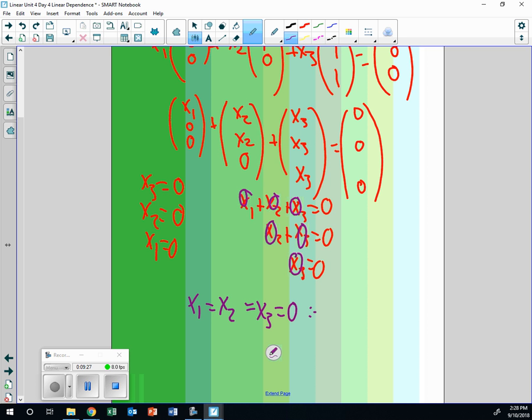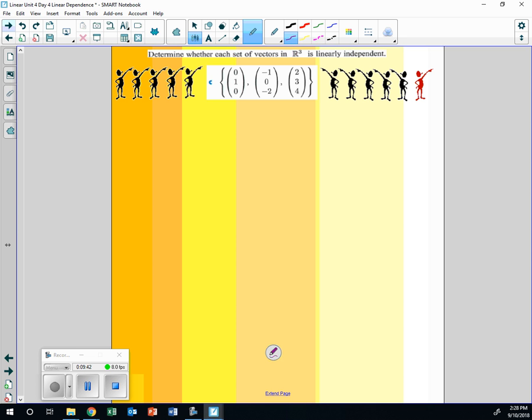Therefore, they are linearly independent. Hooray. Try one more. This is a great one for an example, because I think you get it, don't you?